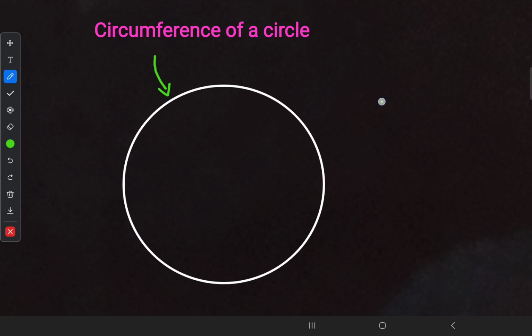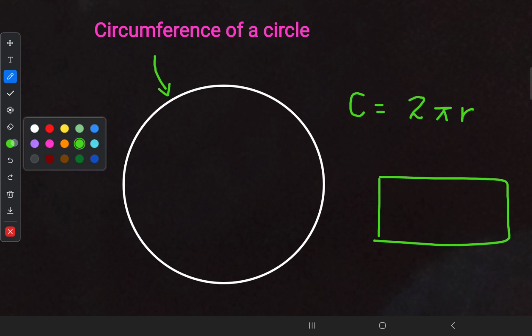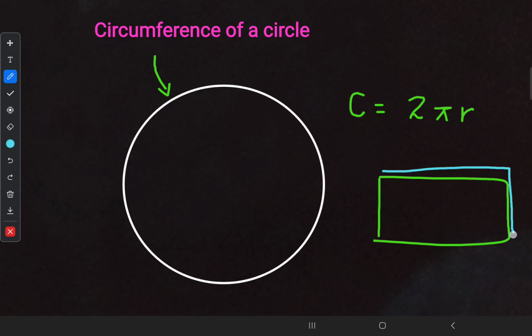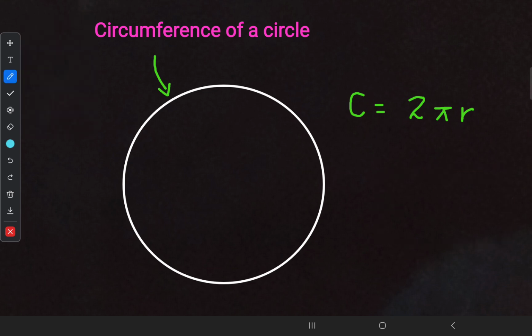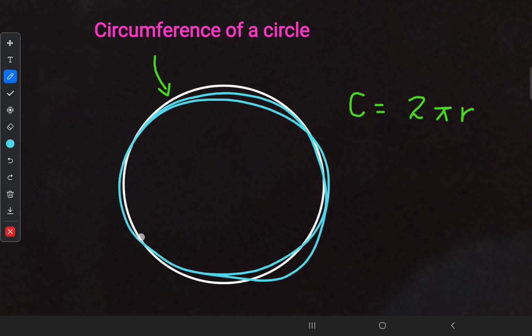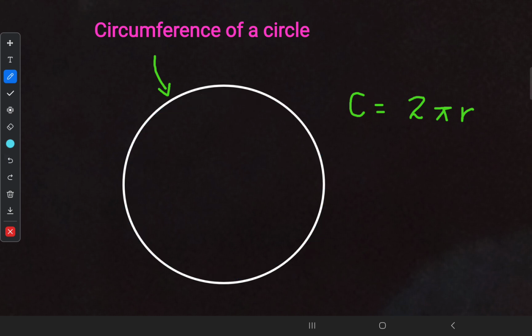We use capital letter C to find the circumference of the circle, with the formula 2 pi r. Circumference is kind of a perimeter of the circle. When you think about a rectangle, to find the perimeter we add all four sides together. Similarly, the circumference is a kind of perimeter of the circle.